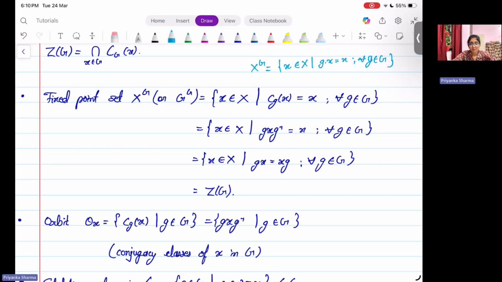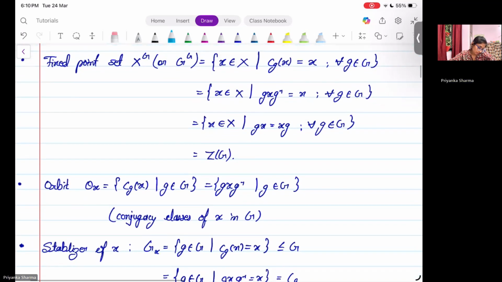That is the fixed point set of any group under the conjugation action. This will be the center of the group. Now, what is the orbit? The orbit is again a subset of the given set X on which the group is acting.